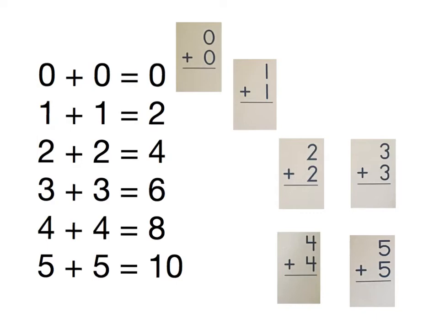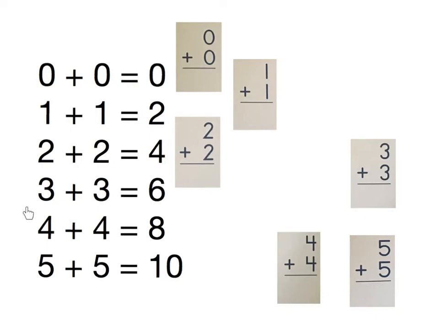And let's look at the next one. This is 2 plus 2 equals 4. All right, that's the horizontal way to write it. Can you find the vertical match? If you said this guy, you're right. I'm going to move him over here.